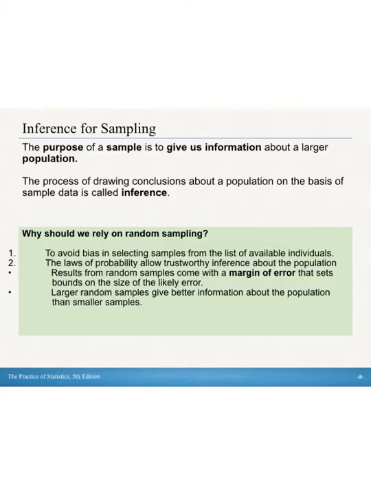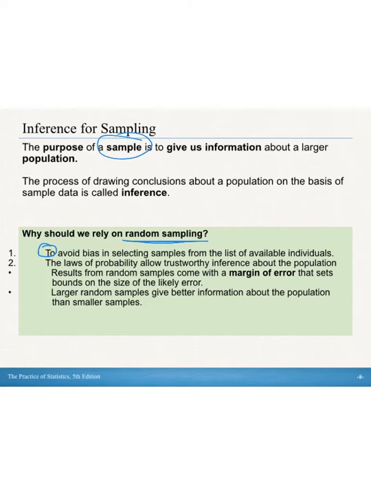So the point of collecting information in the first place is to give us information about the larger population. So that sample, that smaller bit of the larger population, has to be chosen very well. Otherwise, the conclusions we draw from our sample really can't be used to make inferences about the larger population. So we rely on random sampling because this allows us to avoid bias that might come from selecting samples that are only from people that want to take part in the survey, or that it's convenient for the researcher to have, or something like that.